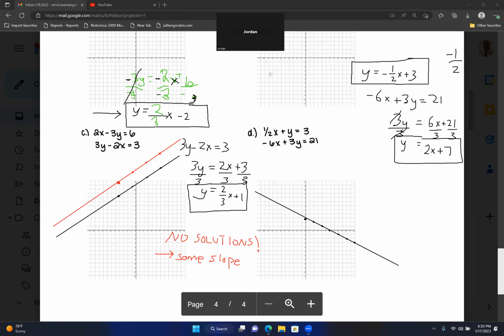Okay, second one in red. Start at 0, 7. 0, 7 is right there. Up 2, to the right 1. Up 2, to the right 1. There's your second one. All right, let's draw that line. It is right there.